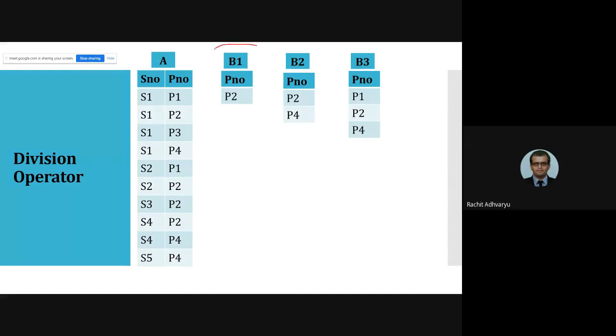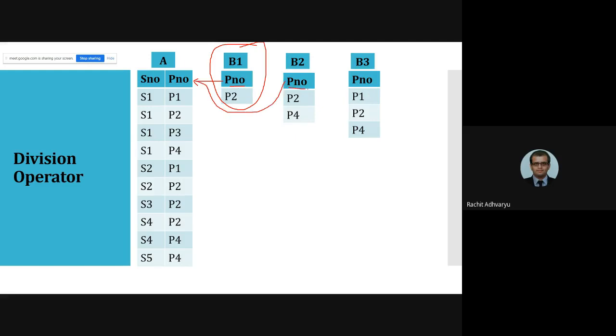Then we have a B1 table, which is having a PNO column and a data P2. So if you can see, PNO is already available in A. So this can be divided. A divided by B1 is possible, right? Similarly, let us say B2. B2 is again having PNO. So yes, PNO is there.